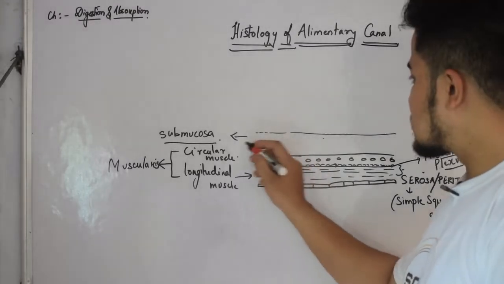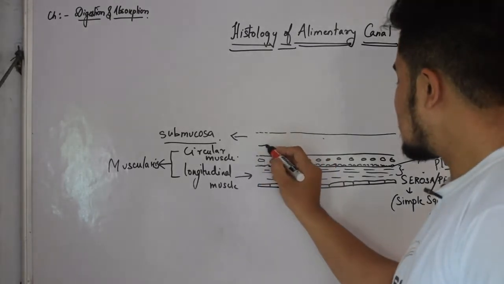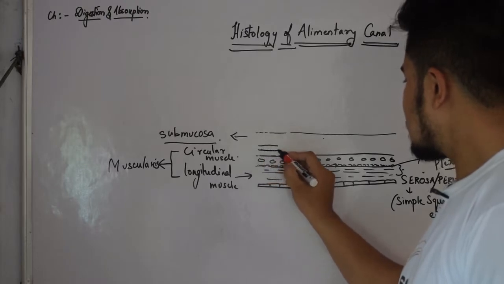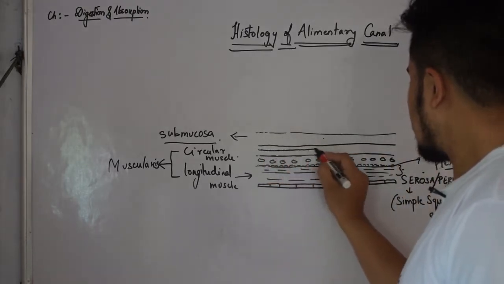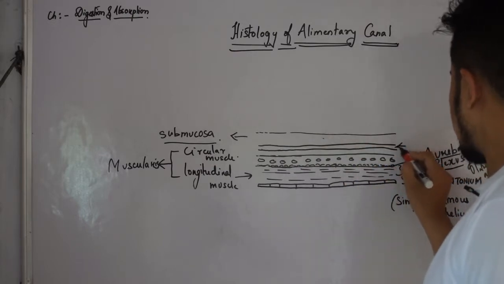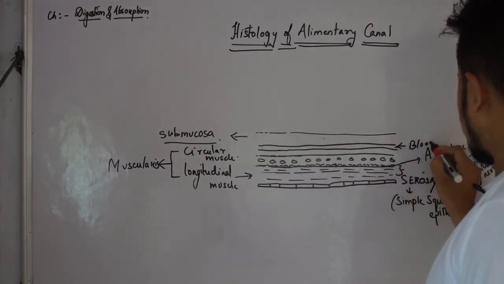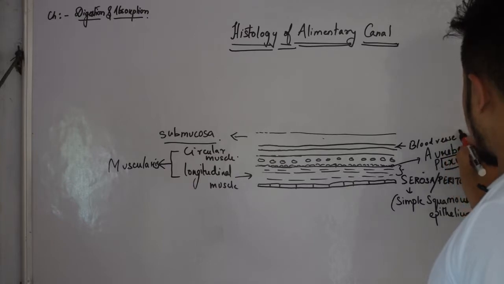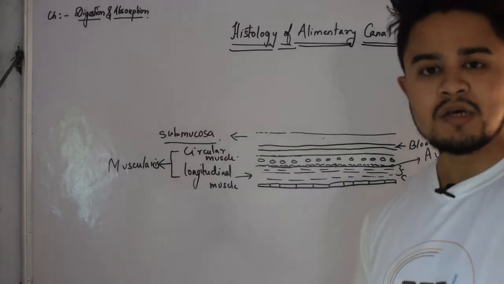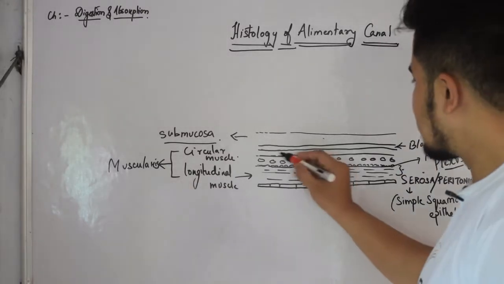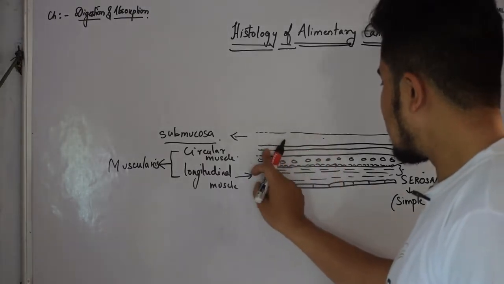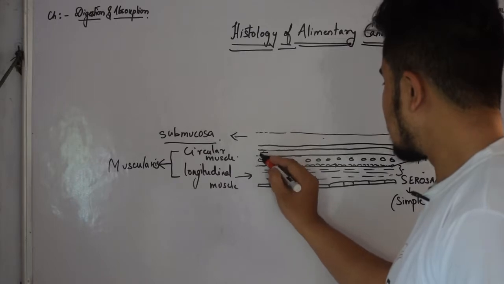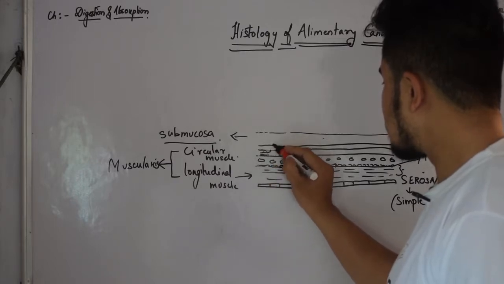Okay, so this layer will have the blood vessels. So here I am drawing one blood vessel. Okay, so this is the blood vessel. This layer will also have certain lymphatic vessels as well. So certain lymphatic vessels will also be present in this layer.